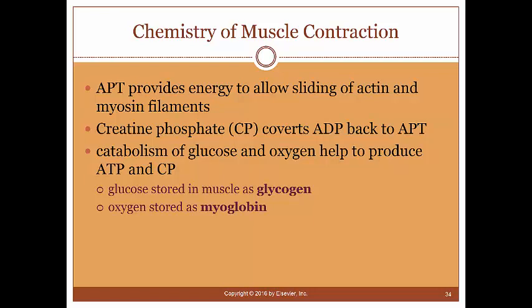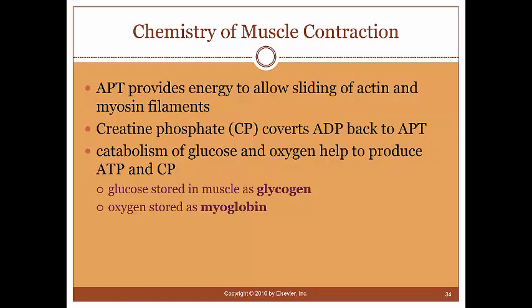ATP will go to ADP, adenine diphosphate. And there is a chemical within muscle known as creatinine phosphate that helps to rapidly convert ADP back to ATP. There's a lot of energy used in muscles, so there's going to be a lot of glucose and oxygen used to help convert this ADP back to ATP and to help this creatinine phosphate do its job in that conversion.